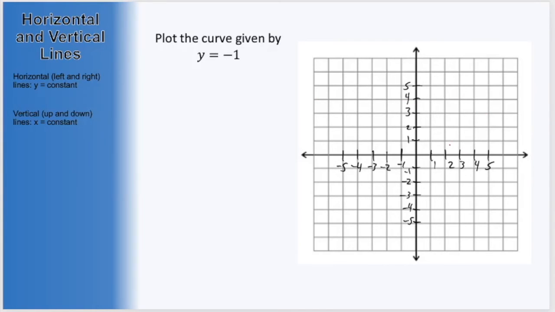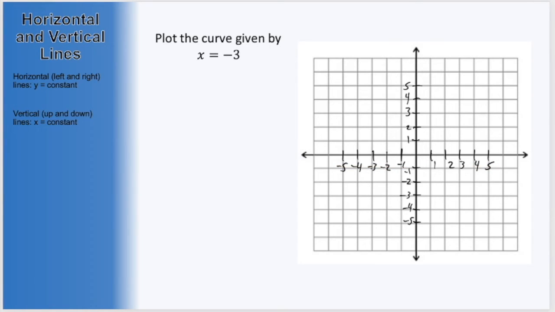Briefly consider another example, y equals -1. Now that we know this type of equation should give us a horizontal line, we will simply go to the y equals -1 value on our y-axis and draw a flat horizontal line that crosses there. And just like that, there's our line.